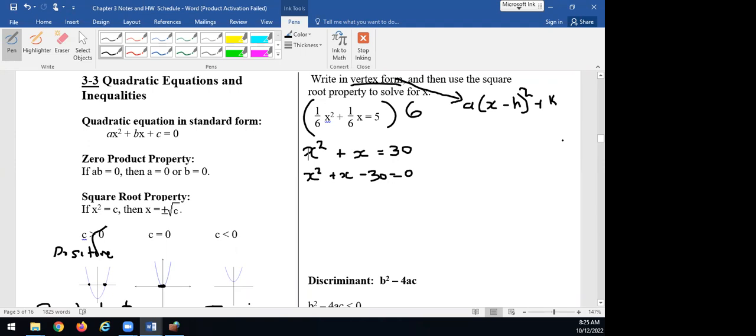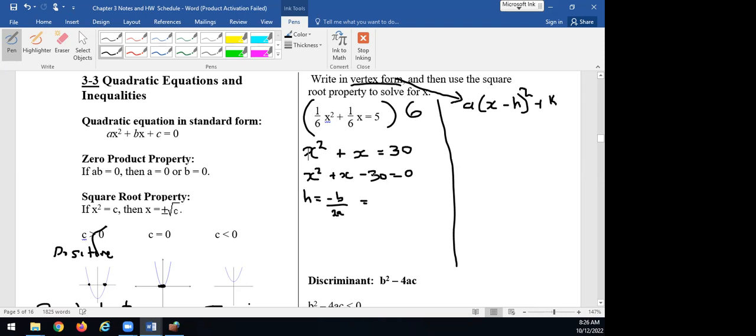And then we're going to use the square root property to solve it. So that means we need to find our h value, we need to find our k value, and then get it in the vertex form. So let's go ahead and find h. What's the formula for h? Negative b over 2a.